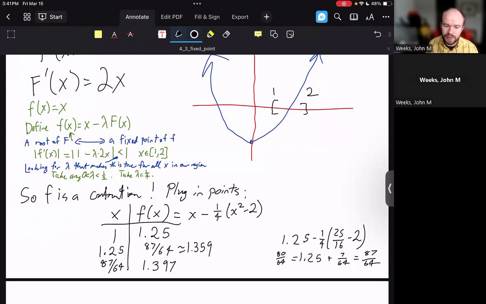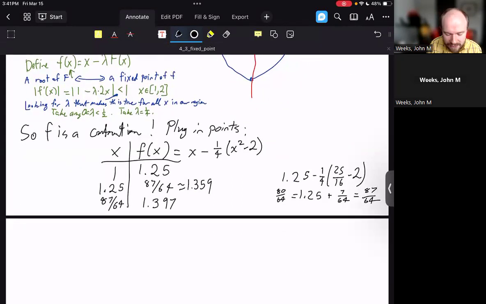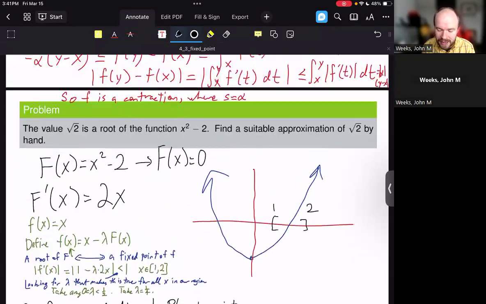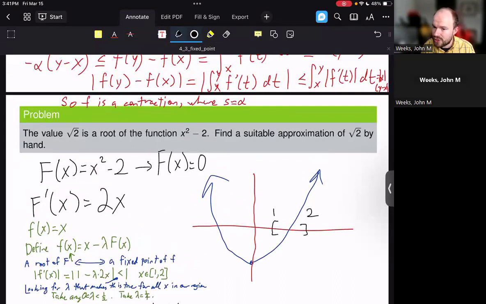I just plugged in 1.359 there. I didn't even plug in the whole decimal, and I'm still getting closer and closer to what I know the decimal for this should be. What I'm doing is using an iterative or approximating technique to get me closer and closer to the value of the square root of 2. And if I continue this process all the way down, then I would get to the square root of 2. So I can find a suitable approximation for the square root of 2 just by plugging in these values here and doing it by hand, or just using a calculator.